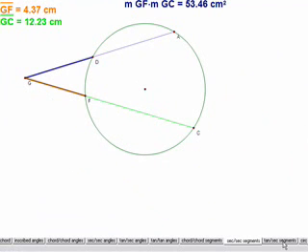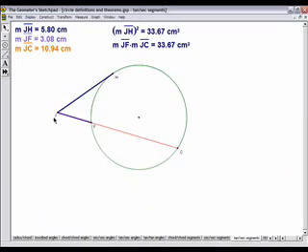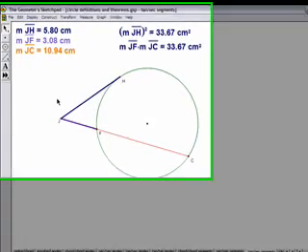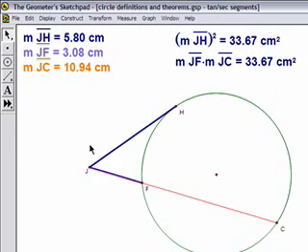Same idea for tangent segment. Outside times the entire thing is outside times the entire thing. Of course, for a tangent segment, the outside is the entire thing. So you can say outside times the entire thing is just outside squared, because outside is the entire thing.